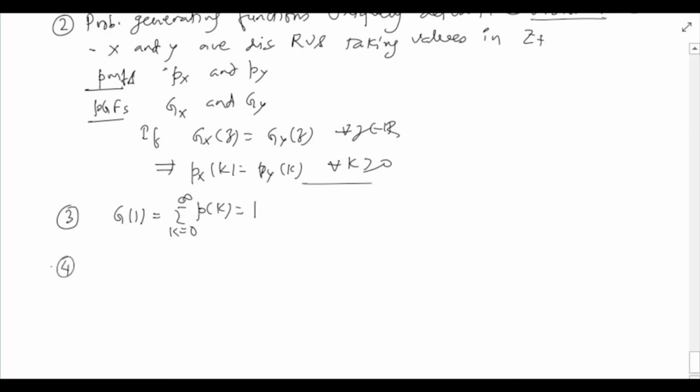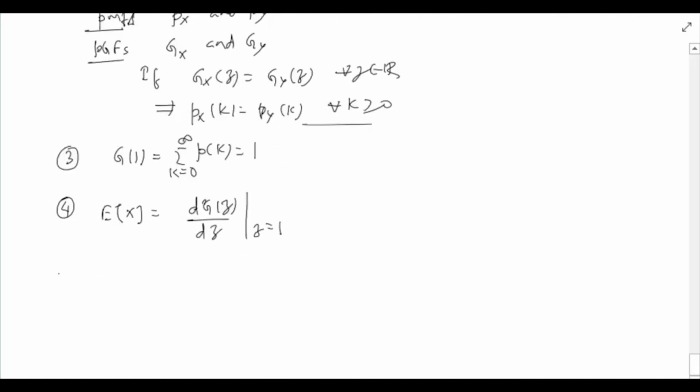The fourth property tells that expectation can be computed from the PGF of the random variable. In particular, the expectation of random variable X turns out to be equal to the derivative of the PGF evaluated at z equal to 1. In fact, moments of all orders of X can be computed from the PGF. We will not look at moments of all orders, but we will be interested in the second moment and variance.